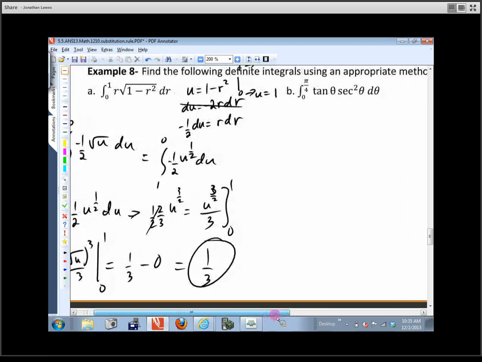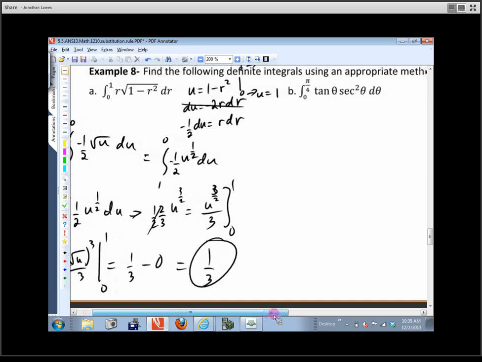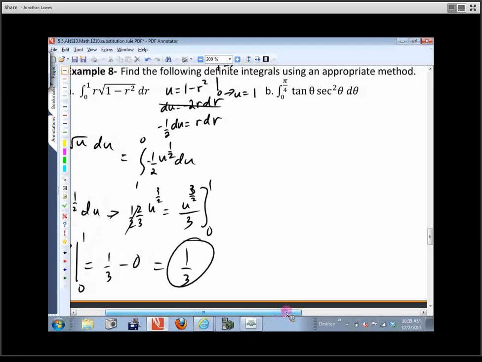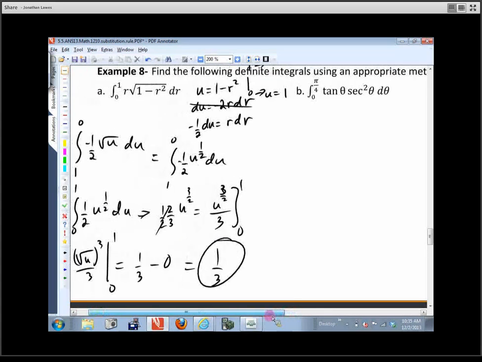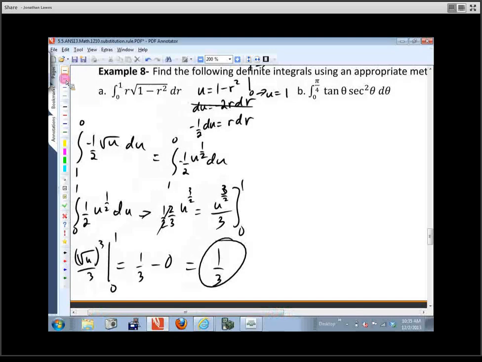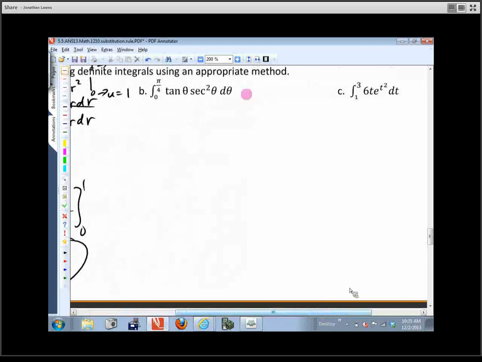Any questions? Okay, let's take a look at the next one then. Think about what you'd use for u. And hopefully on this one you can see why it would be so much easier to change all of the variables to begin with. What's our choice for u?